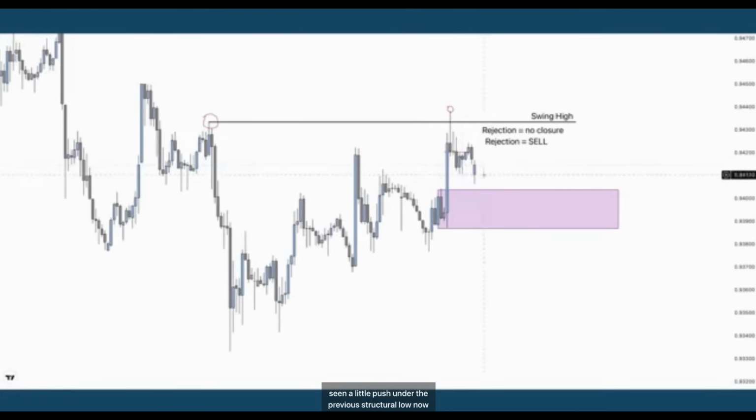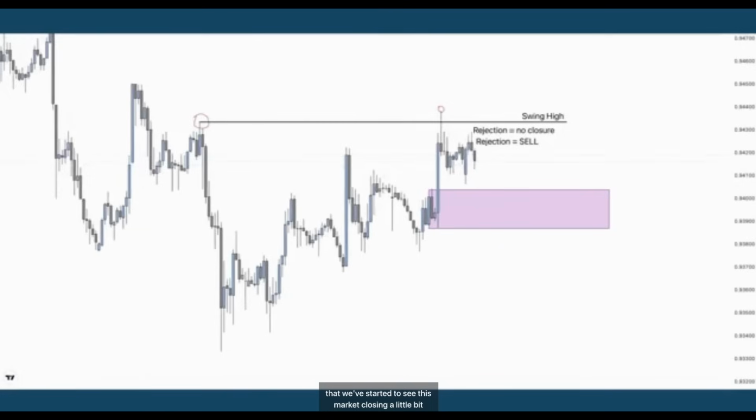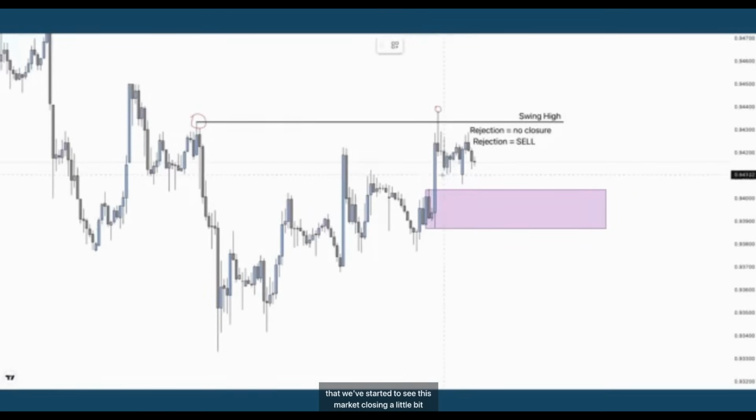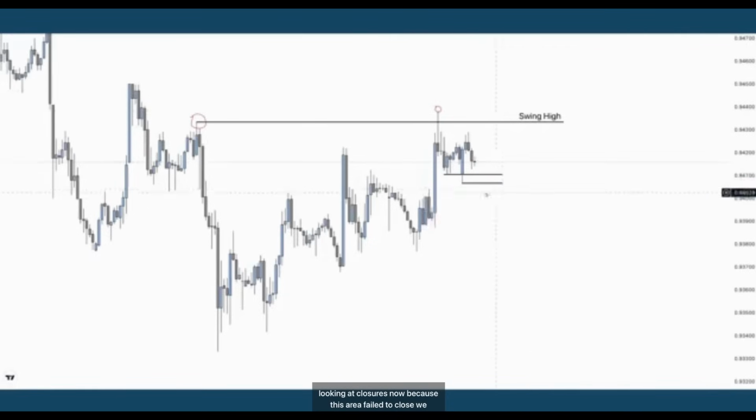And now we've seen a little push under the previous structural low. Now that we've started to see this market closing a little bit lower, we could potentially be opening the doors here to take those shorts that we wanted to see. Now, obviously, we're looking to see if there's going to be significant rejection again, because remember, if we saw significant rejections, we could actually just see the market go and close back above this high and continue, which is why we always want to make sure we're looking at closures. Now, because this area failed to close, we can pretty much eliminate that demand zone. And instead, realistically, targets-wise, we would be looking at taking this market back down towards some previous swing lows, right?